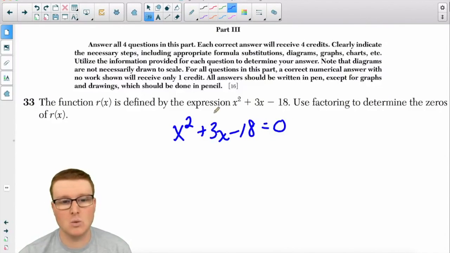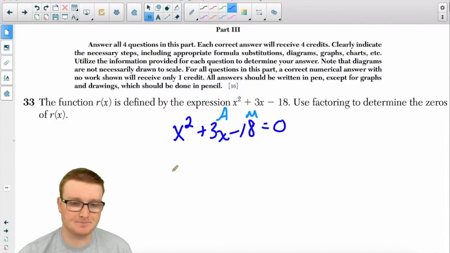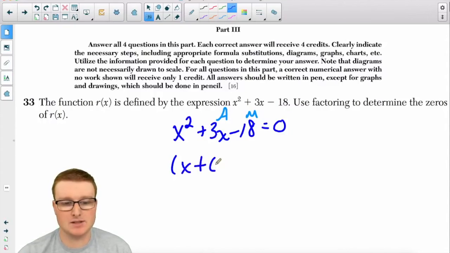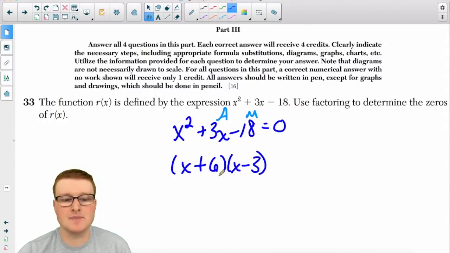Let's do it. Factor it. What adds to give you positive 3 and multiplies to give you negative 18? Those numbers are positive 6 and negative 3. X plus 6, x minus 3. Just to make sure, positive 6 times a negative 3 gives you a negative 18, and positive 6 minus 3 gives you a positive 3.